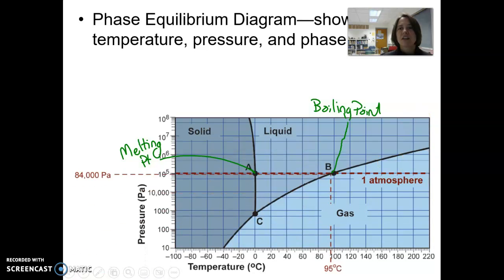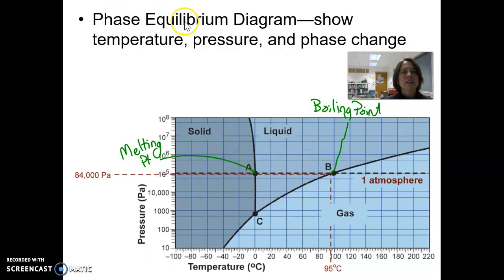So let's look at our graph here. Please write this down. Phase equilibrium diagram. This shows the temperature, pressure, and phase change. And then we're going to make a simplified view of this diagram in your notes. So you should have pressure on the y-axis and temperature on the x-axis. And then this nice curve between gas and solid here, and gas and liquid here. And then you have a line going up between the solid and the liquid phase. So let's talk about how to read this.